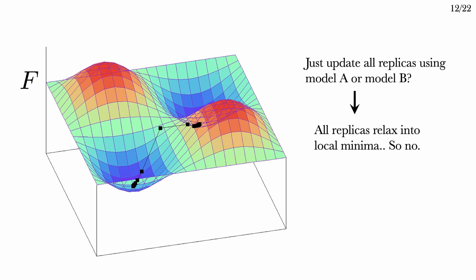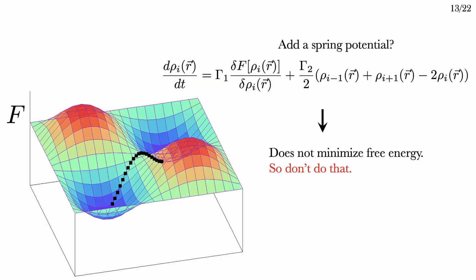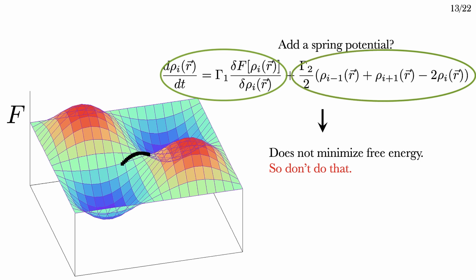You need some way to keep them together so they don't just separate into distinct minima. One thing that you could do is add a spring potential that keeps them from getting too far apart. So this is the normal Model A evolution equation, and I've added this other potential that depends on the states of the points adjacent on the string.